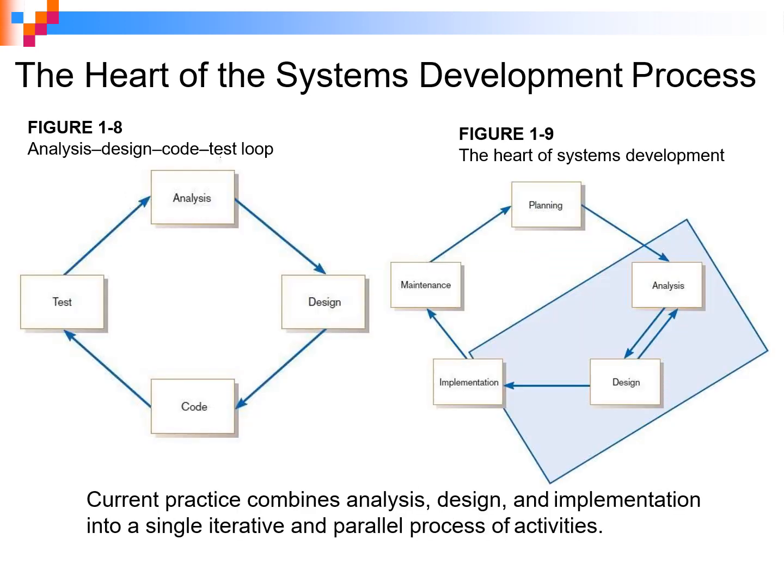Okay, so this is the heart of the system development. Okay, in coding, okay, the current practice combine analysis, design, okay, and implementation into single, iterative, and parallel process of activities. Okay, so in figure 1, you can see the cycle. So from analysis, design, code, and then test. Analysis, design, code, test. So that is what we call the analysis, design, code, test loop. Okay. Next in figure 1-9, so you can see the heart of the system development.